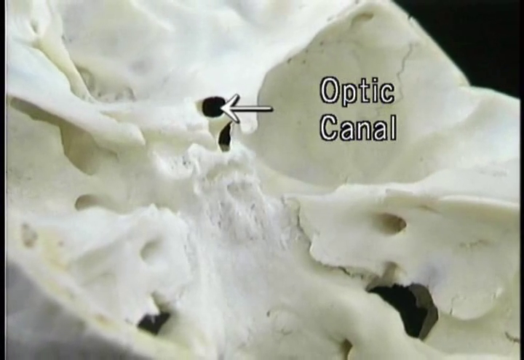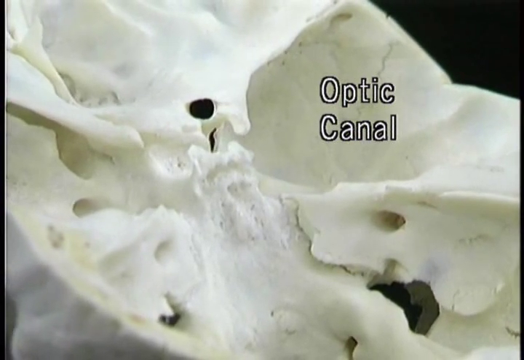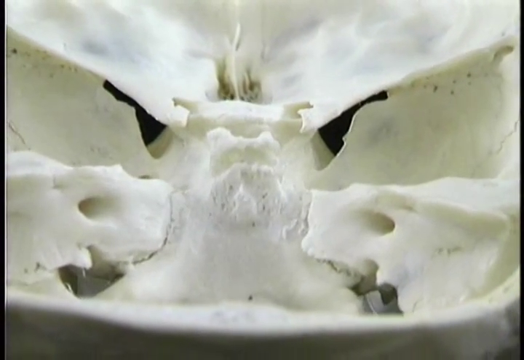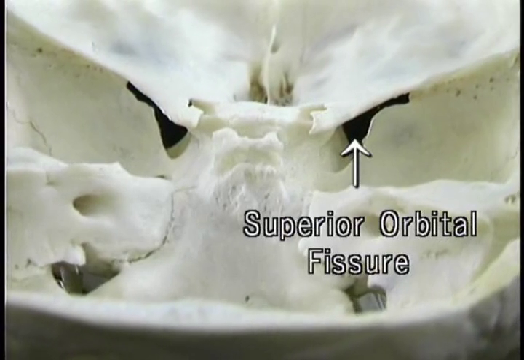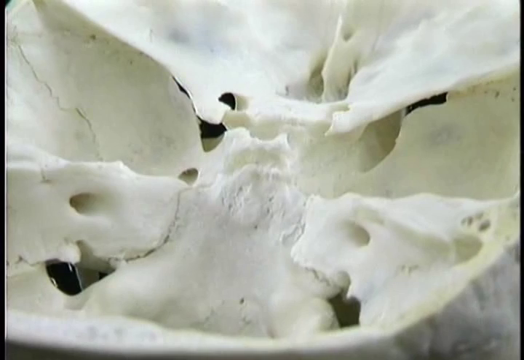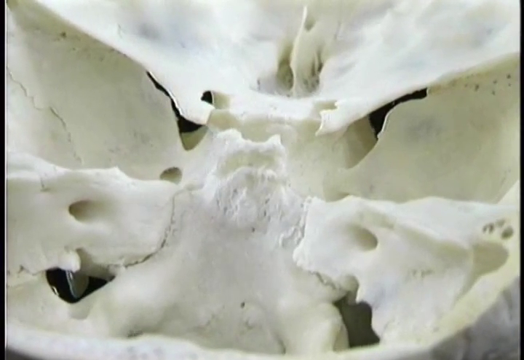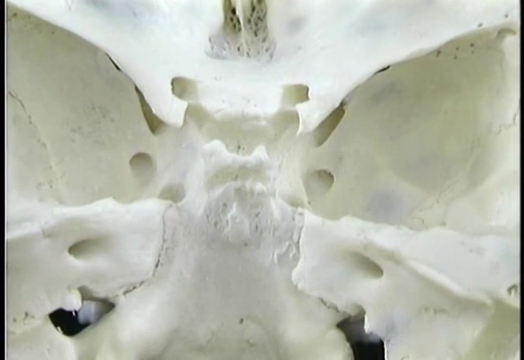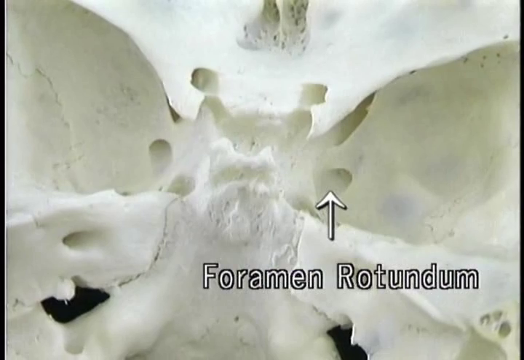This round opening just in front of the anterior clinoid process is the optic canal for the optic nerve. Lateral to it, this large triangular opening is the superior orbital fissure, which we've seen already. Numerous nerves and blood vessels pass through it into the orbit. Below and behind the medial end of the superior orbital fissure, this smaller round opening, the foramen rotundum, is for the maxillary branch of the trigeminal nerve.